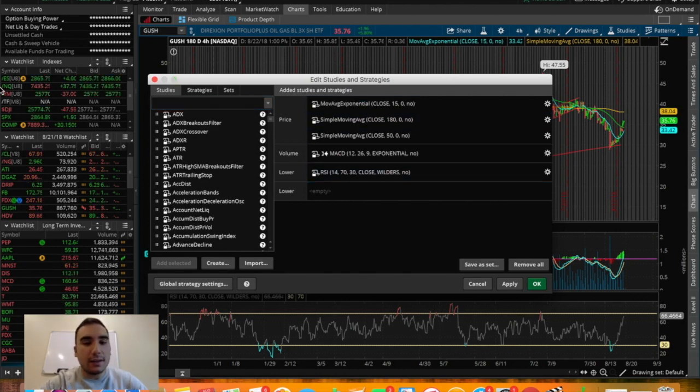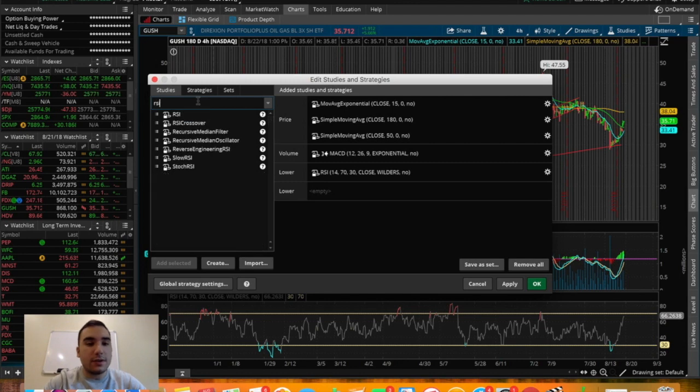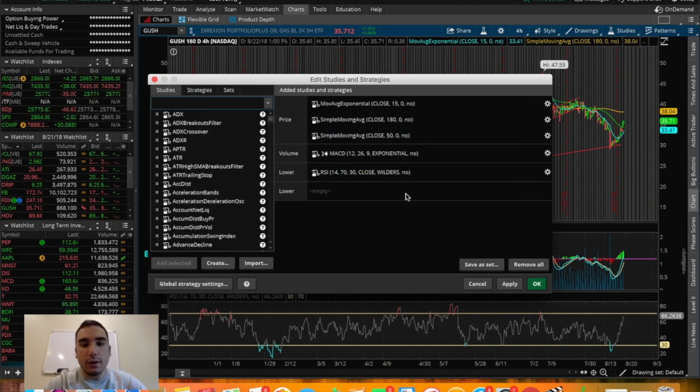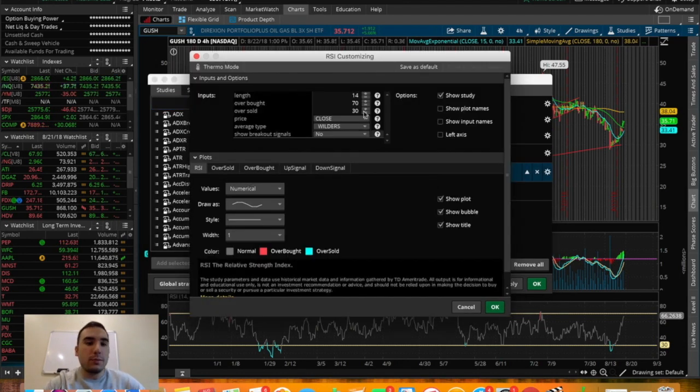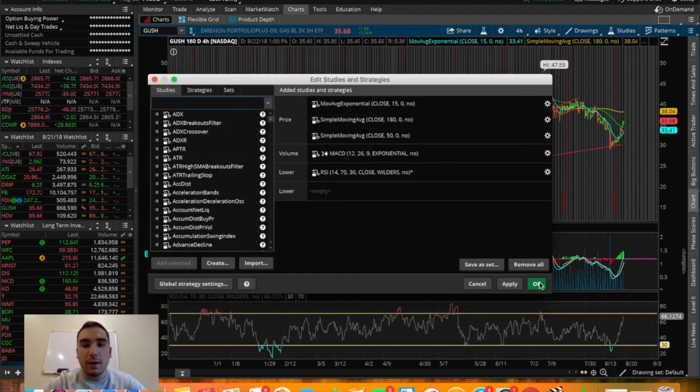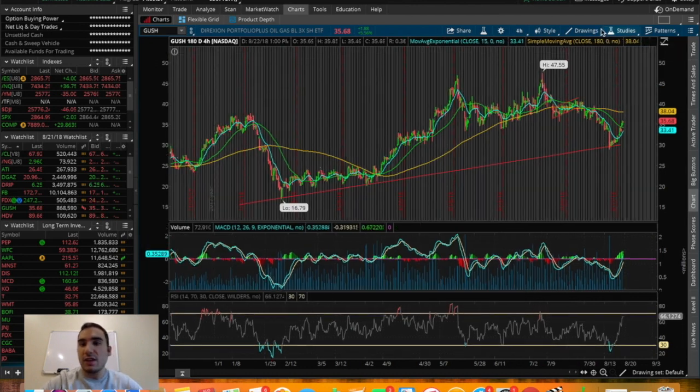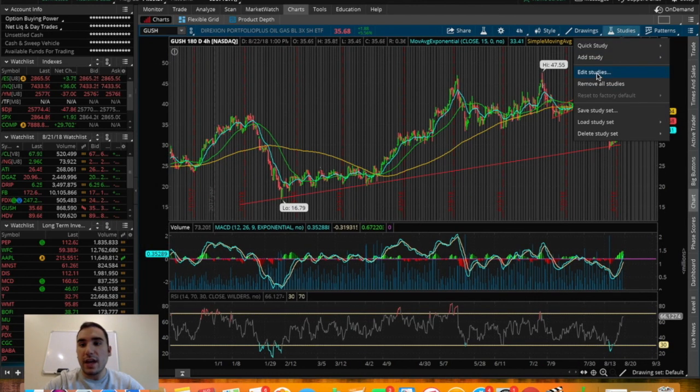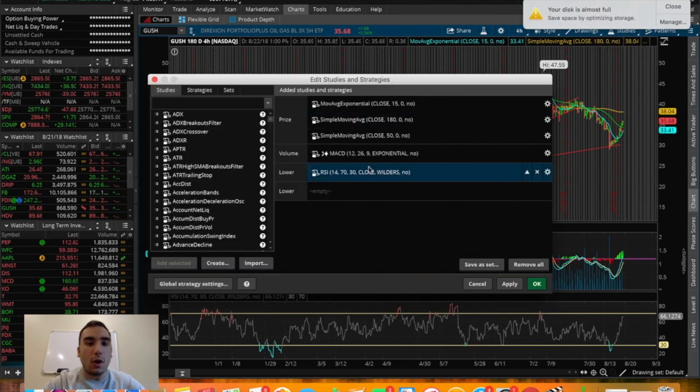And for the RSI level, guys, all you want to do, same as the other ones, is come here, type in RSI, drag it over to your lower, and you can pick whatever thresholds you want. You could do length at 14, overbought level at 70, and oversold at 30. So that's pretty much how you set up all of these different indicators. Again, you go to studies, then you click edit studies, then you're able to do all of that here.